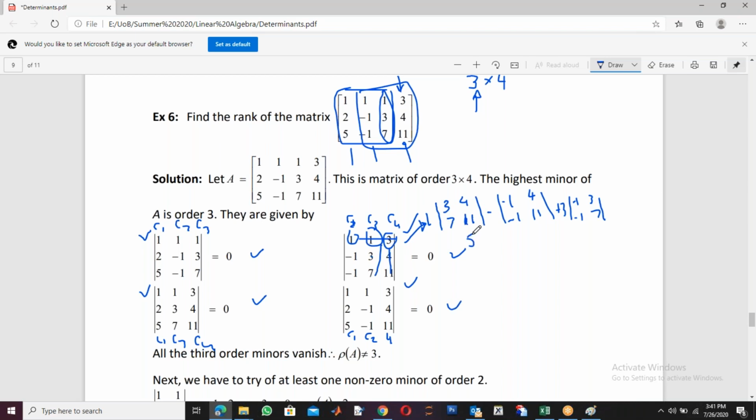33 minus 28 is 5, minus 11 plus 4. So that is minus 7, right? And then plus 3 into 7 times minus 1, which is minus 7 plus 3. Minus 7 plus 3 is minus 4, right?